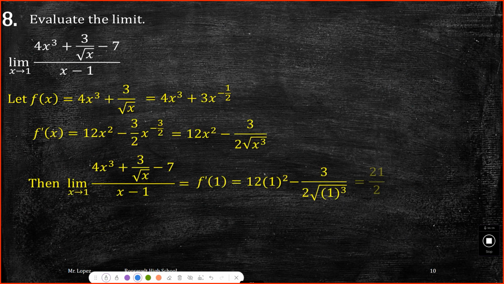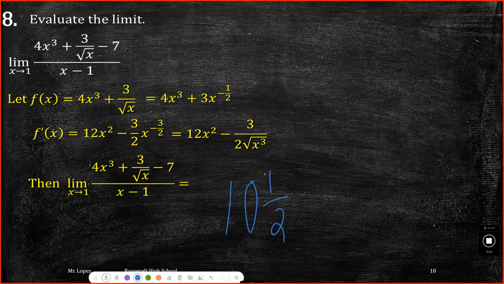Oh no, I messed up. Did I put 23 over 2? Oh, you know what? Hold on. 10 times 2 is 20. 20 plus 1 is 21 over 2. I don't know how to do simple math sometimes. So it is 21 over 2, not 23 over 2.